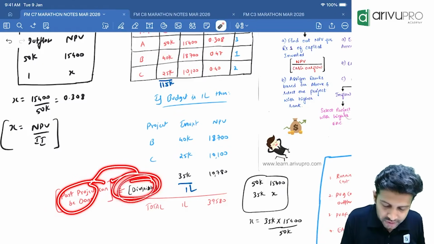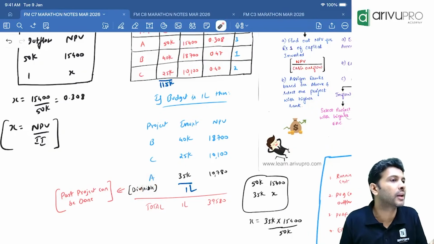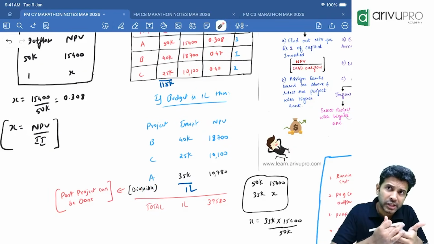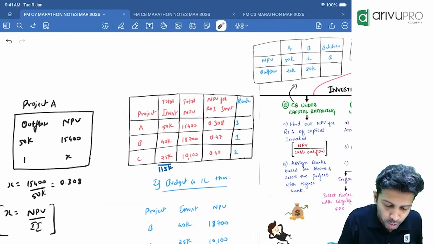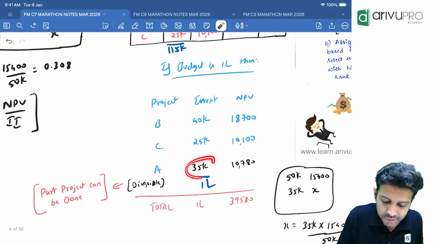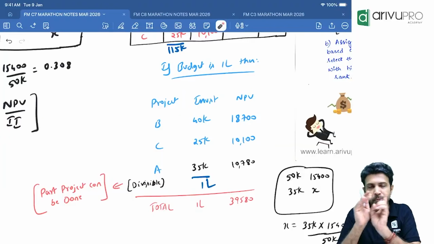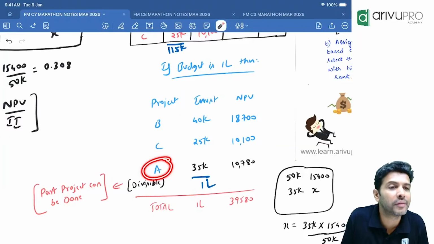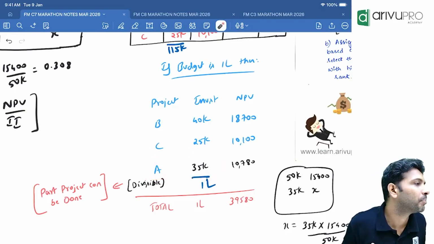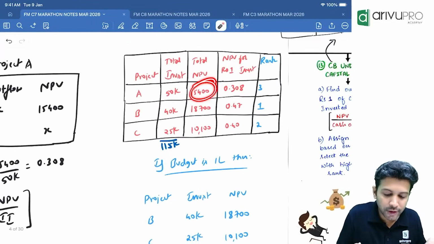Now, if they say projects are divisible, should we reject A or can we accept A? We can accept A, but do we have money to execute project A 100%? No. To do project A, we need how much money in total? 50, but do we have 50 or only 35? We only have 35. If the question says projects are divisible, A also we will take up, but we will not be able to complete it because we are investing only how much? 35,000.